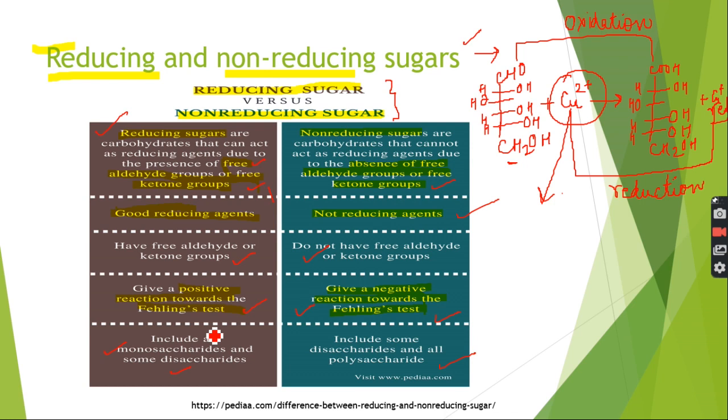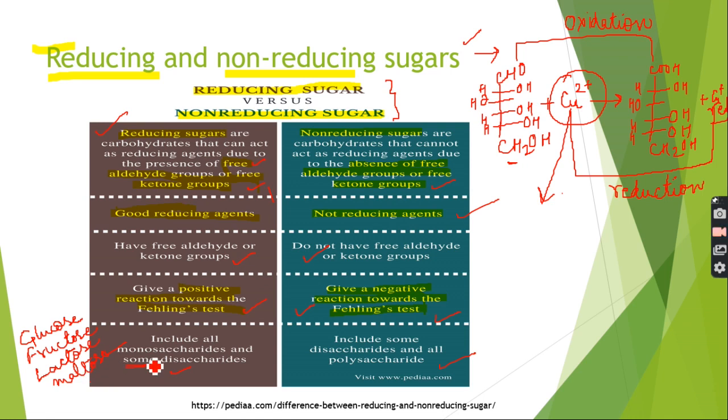The examples from the samples that we have today, I'll just mention. So all the monosaccharides, glucose, fructose, okay, these are monosaccharides and are reducing sugars. Amongst the disaccharides, since it's written some disaccharides, it is very important. Amongst the disaccharides, lactose, which is made up of glucose and galactose, and maltose, which is made up of 2 units of glucose. These are reducing disaccharides.